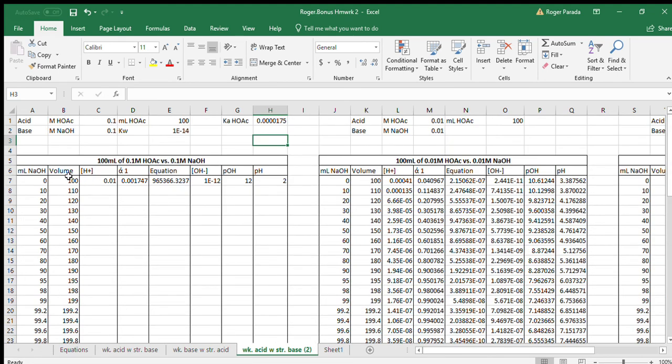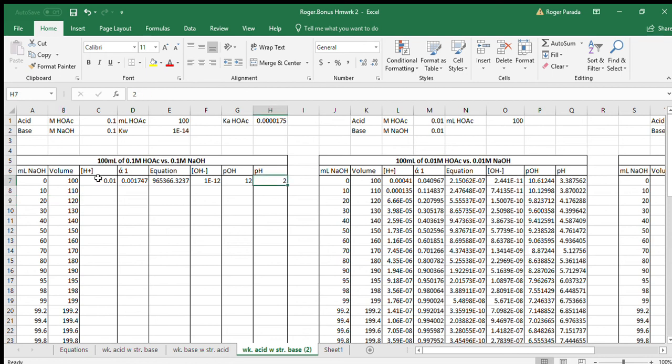And then we have this column right here for the total volume, and since we're starting with 100 milliliters of acid, we do 100 plus this cell right here, which is 0, plus 100 plus 10, 100 plus 20, and so forth.